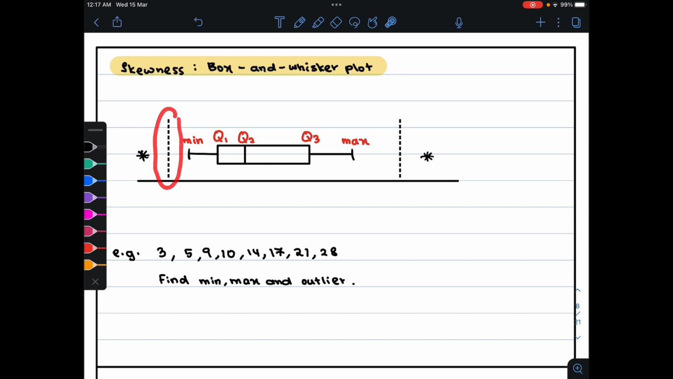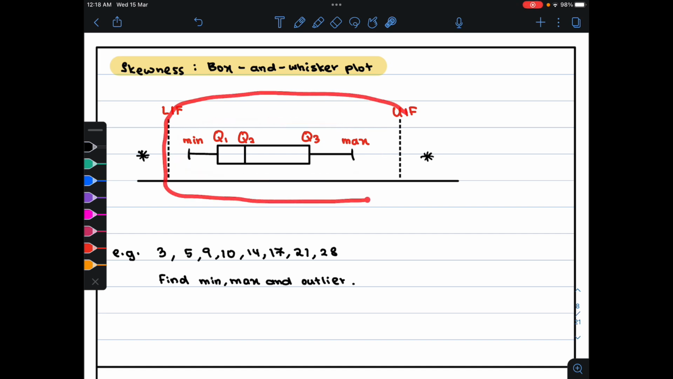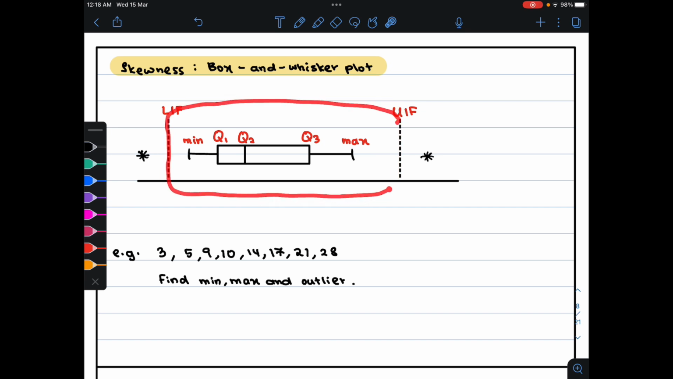Next, we have this dotted line. So just imagine this like fence. So this will be called the lower inner fence. And this one will be called upper inner fence. As you can see, you're gonna have the box and the whisker inside of the fences. Any data that is outside the fence will be called as outlier.